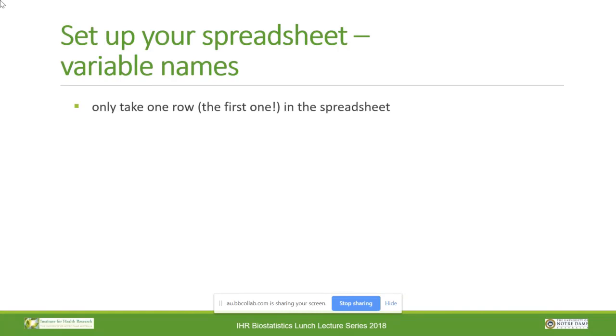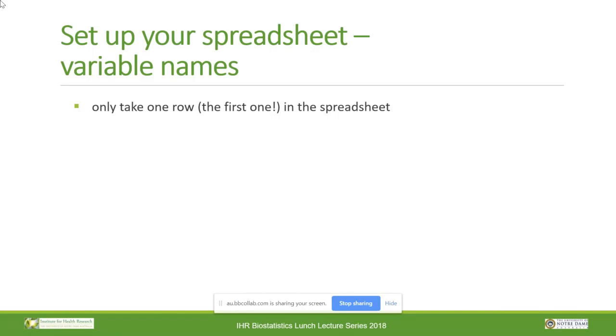Now there's a few guidelines for variable names. First of all, most important, it only takes the first row in your Excel spreadsheet. If you start splitting your variable names across more than one row, the stats package gets confused because it will only read the first row as names and everything else is considered data points.